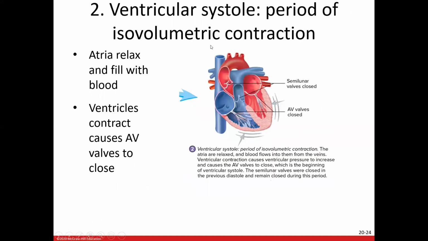Then we have our ventricular systole. This is broken down into 2 smaller steps. The first one's called the period of isovolumetric contraction. What that means is that our atria now are relaxed because they just pumped blood into the ventricles, and they're relaxing so they can fill with new blood. Then our ventricles, the right ventricle and the left ventricle, are now going to contract and cause those AV valves, the tricuspid valve and the bicuspid valve, to stay closed because we don't want any backflow of blood from the ventricles to the atria.